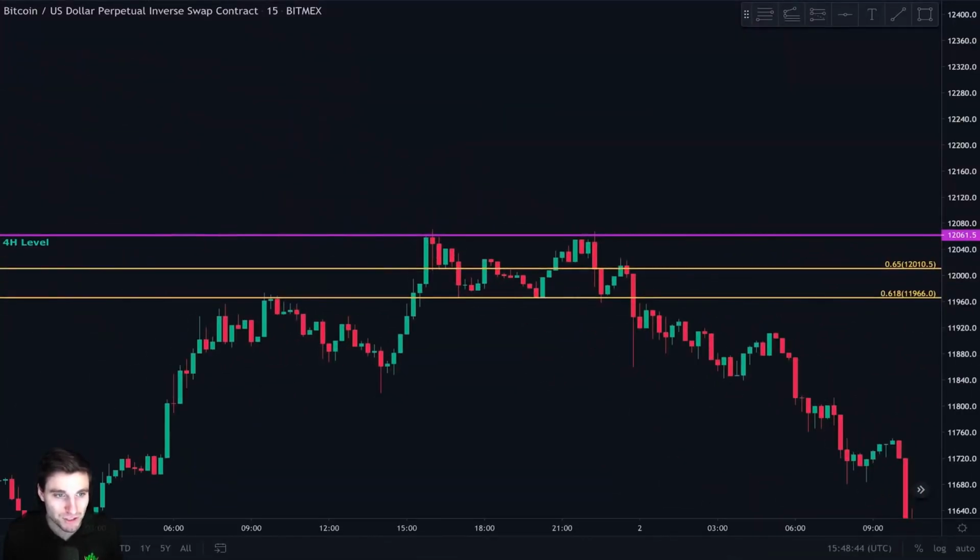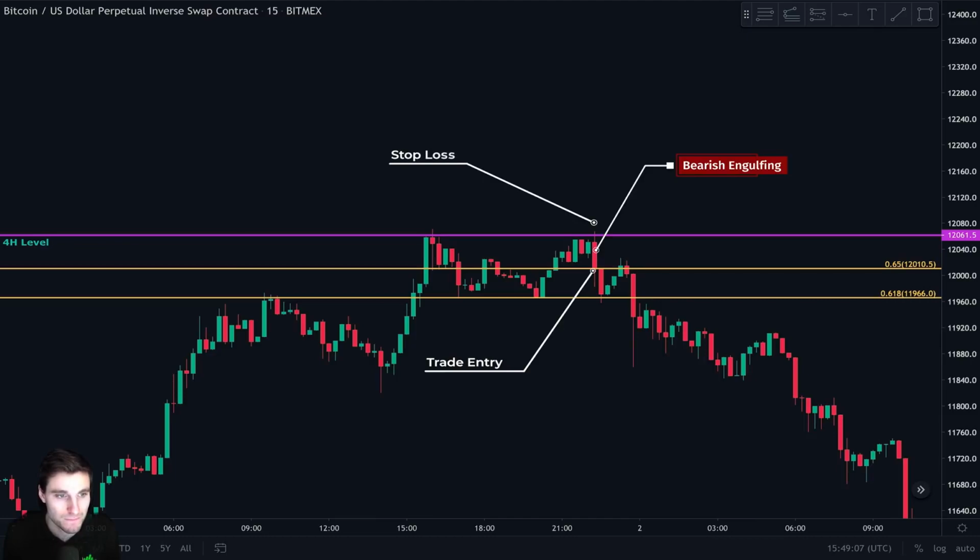This is the 15-minute chart. We can see that price touched a first time at this level, but we didn't have any entry because price action was not bearish yet. But a few hours later, price touched a second time this level, and we can see the formation of a bearish engulfing candle. That is our entry trigger. So we short here and we put our stop loss above this candle's high.